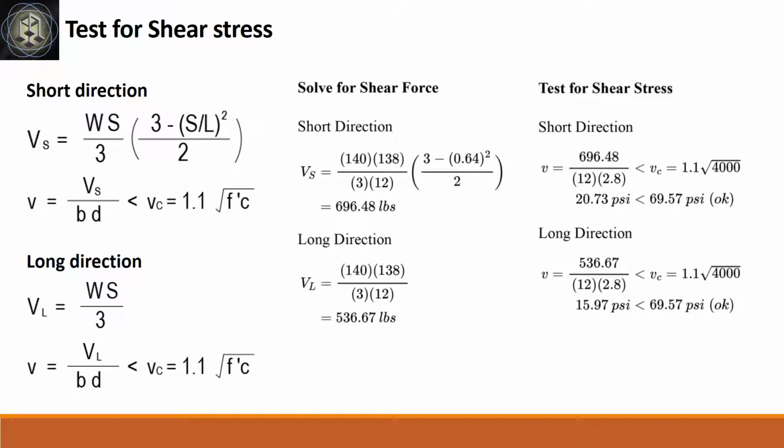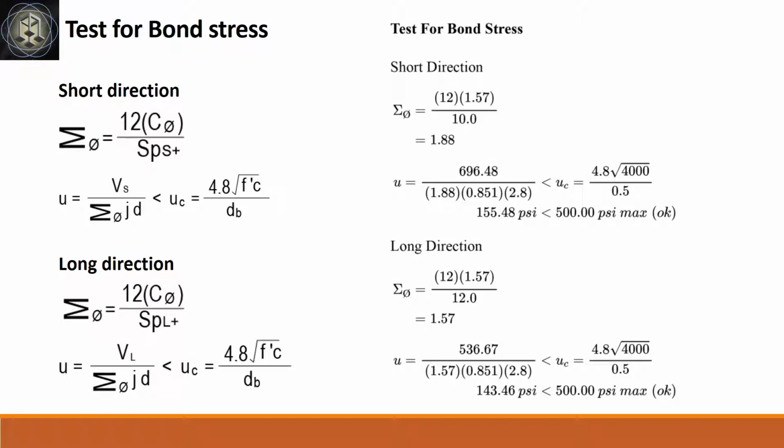The short direction shear force is 696.48 pounds, with shear stress of 20.73 psi, less than concrete capacity of 69.57 psi. The long direction shear force is 536.67 pounds, with shear stress of 15.97 psi, less than concrete capacity of 69.57 psi. The short direction bond stress is 155.48 psi, while the long direction bond stress is 143.46 psi, both less than concrete capacity of 500 psi.